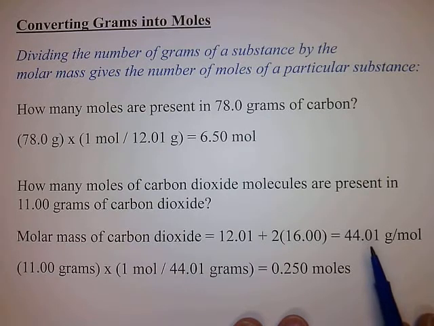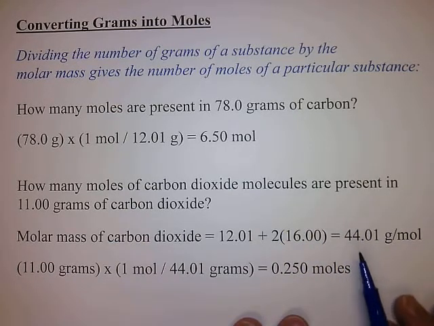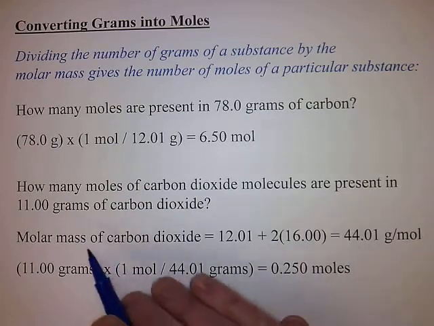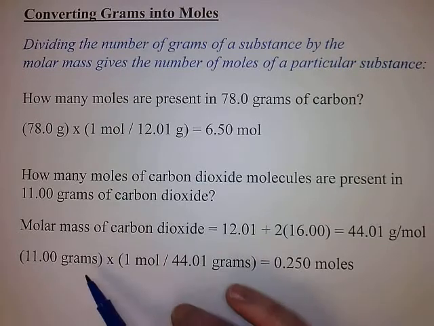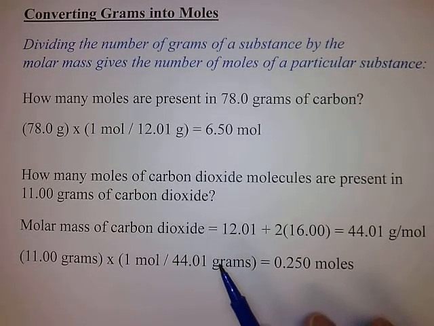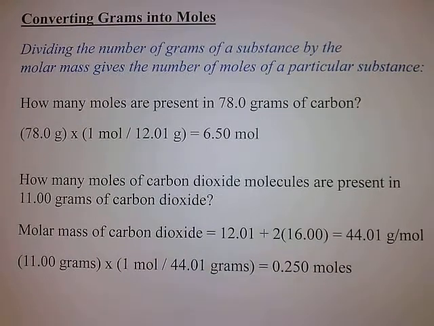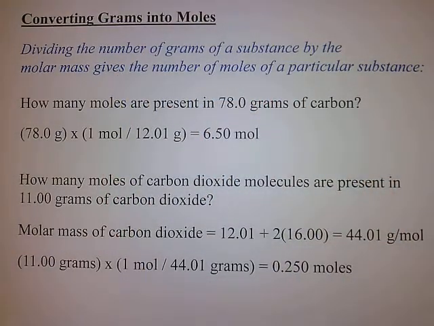So now our number of moles should be less than 1, right? Because it takes 44.01 grams to make a mole, but we don't have 44 grams, we only have 11 grams. Okay, so you take 11 grams divided by 44.01 grams per mole is 0.250 moles. Okay, so one more time, to convert grams into number of moles, you divide by the mass of the substance.